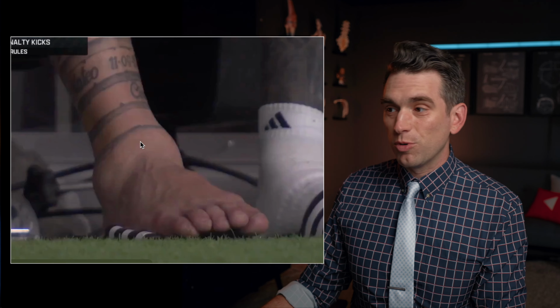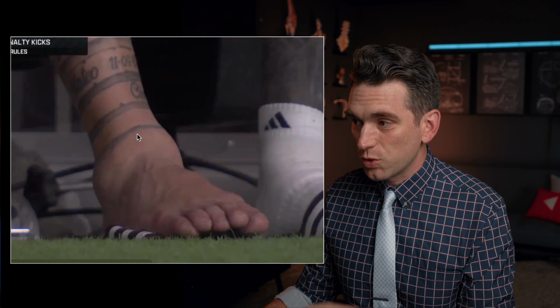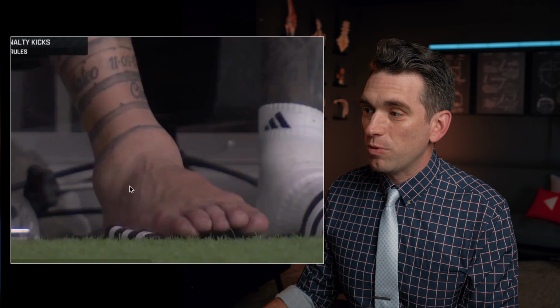The final thing we saw from the broadcast was the severe amount of swelling around Messi's right ankle once he removed that ice.